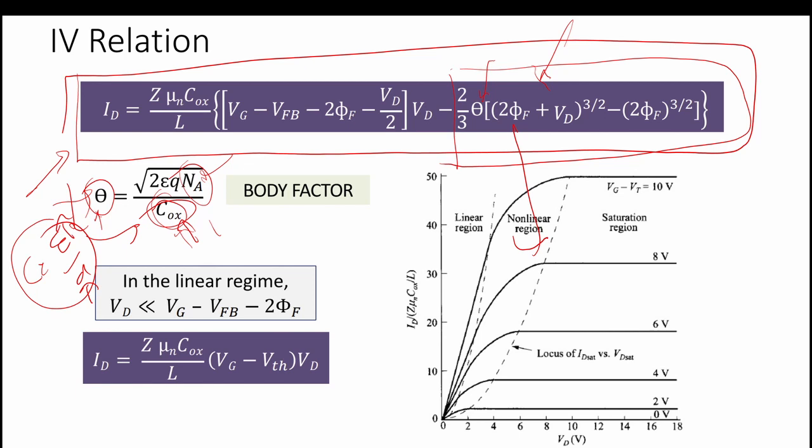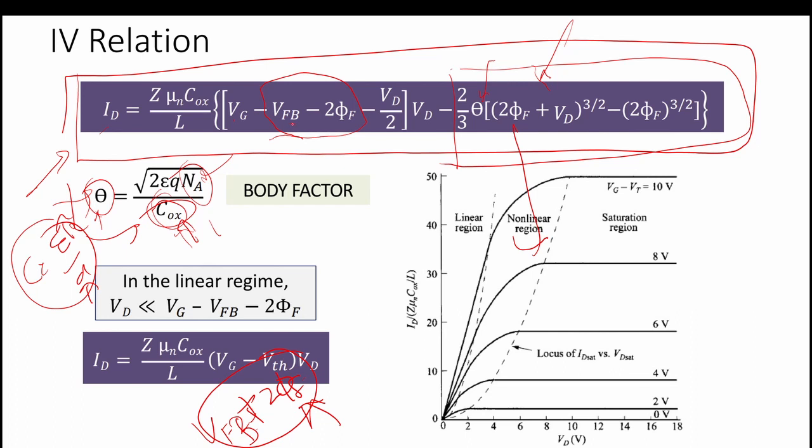Okay, what we are left with is I_D equal to G mu_n C_ox by L into (V_G minus V_FB minus 2 phi_F) ... This V_FB plus 2 phi_F is the threshold voltage. Okay, this is the threshold voltage.